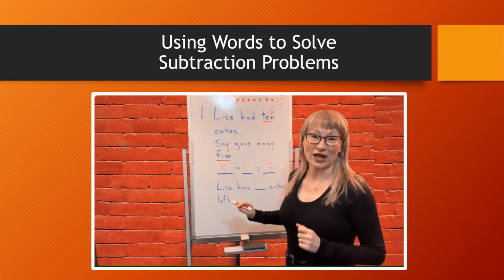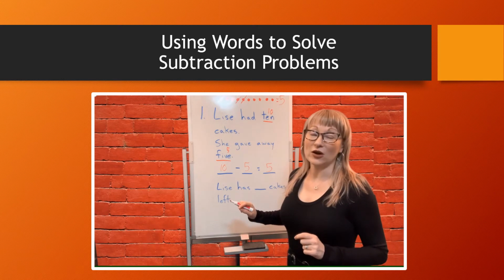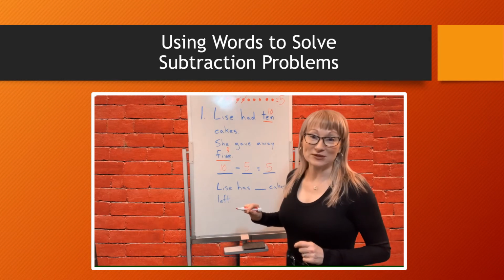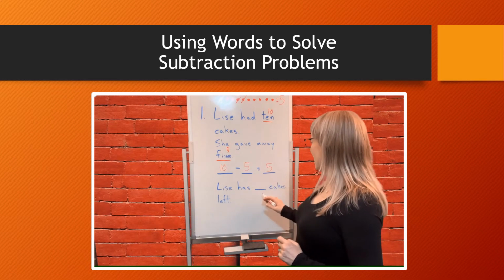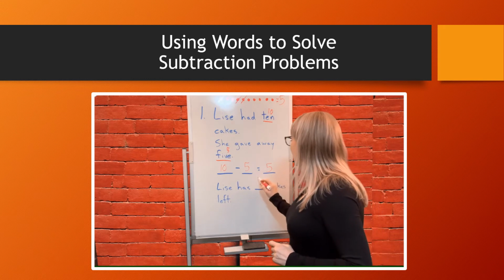Sound it out the best you can. And if you make little mistakes here and there, that's not a big deal. We learn from our mistakes, but give it a try. So Lise has blank cakes left. 5.